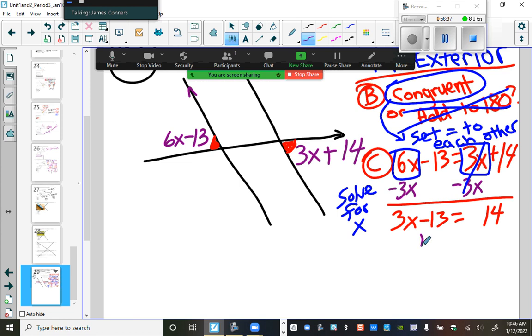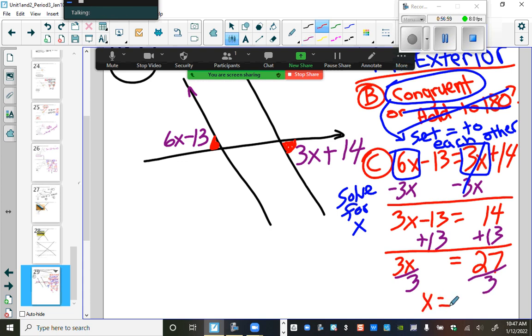Then you get 3x equals 27, and then you divide both sides by 3. So 3x is 27, and then you get x equals 9. Right, divide both sides by 3. X equals 9. Now, you have x equals 9.